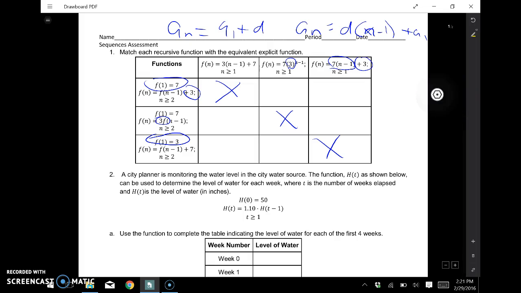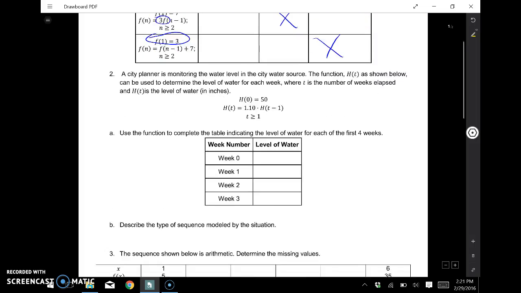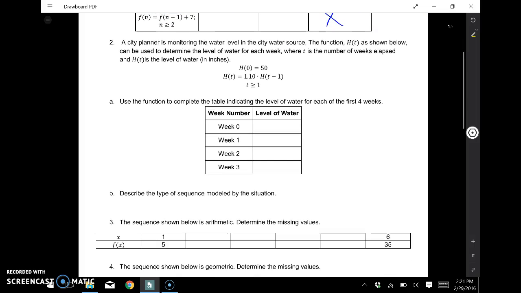Okay. Let's move on. A city planner is monitoring the water level in the city water source. The function h of t, as shown below, can be used to determine the level of water for each week, where t is the number of weeks elapsed, and h of t is the level of water in inches. Here, I'm going to pop this question real quick. Looking at the picture, I have h of 0 is 50, so we got 50 right there. And we talked about in class this being recursive.